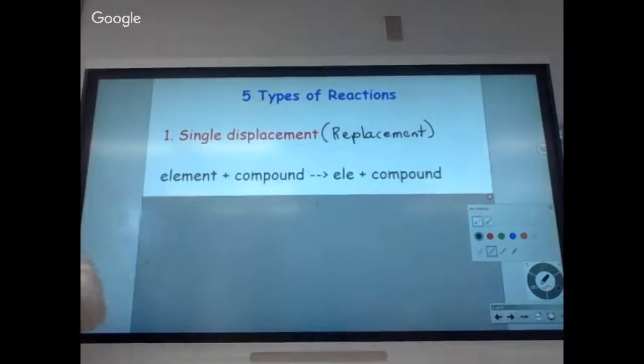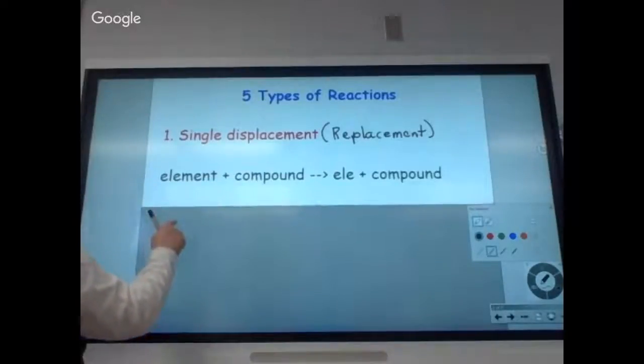So, what is a single replacement reaction? Single displacement or replacement is an element plus a compound, and you get an element plus a compound. Now, how are you going to be able to tell? An element is going to have how many capital letters? 1. A compound has to have how many capital letters? At least 2. It might have 3, but it has to have 2 capitals. Okay?